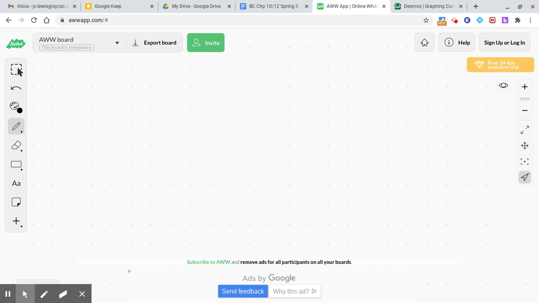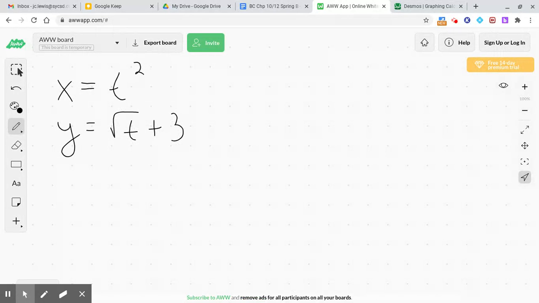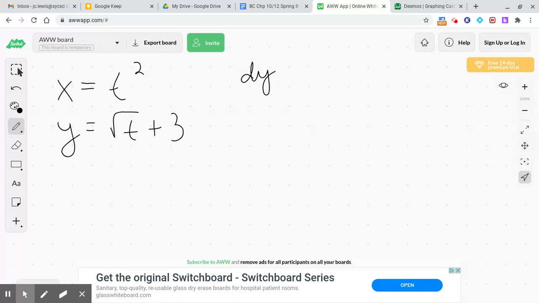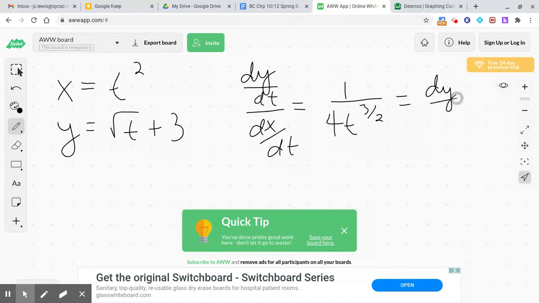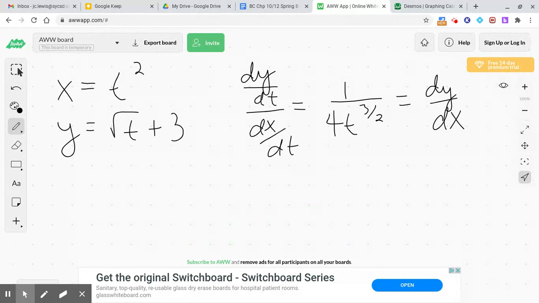All right, ladies and gents, let's take a look at the second derivative of parametric curves. If you take a look at the last video, we used the example x equals t squared, y equals root t plus 3, and from that we were able to find dy/dt over dx/dt simplified to 1 over 4 t to the 3 halves power as our first derivative, right? That is dy/dx. So how can I then find the second derivative, d squared y over dx squared?